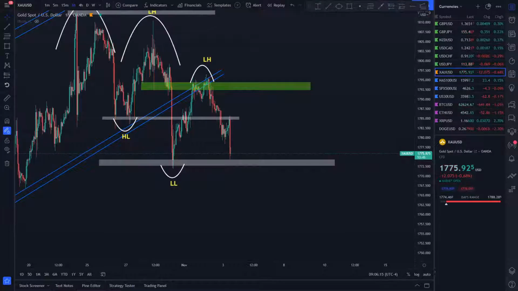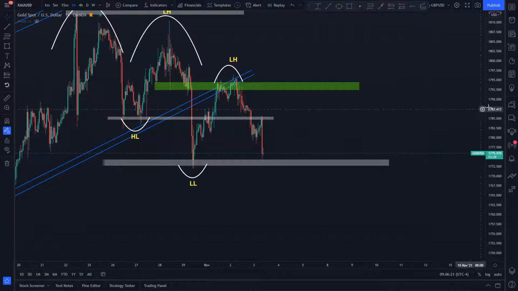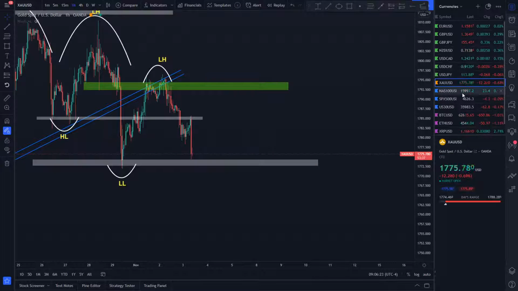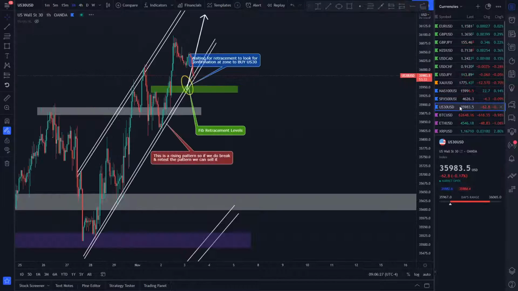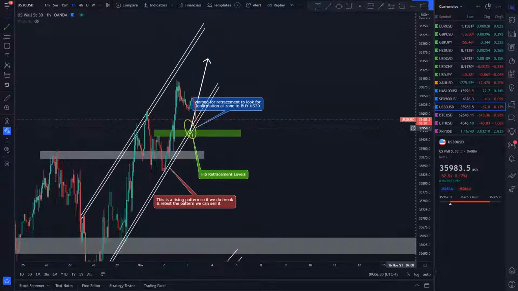Yes, I'm swinging my cryptos. That's about it. I'm not in any trades right now. I'm waiting for gold to play out, and all the other setups did not play out yet.